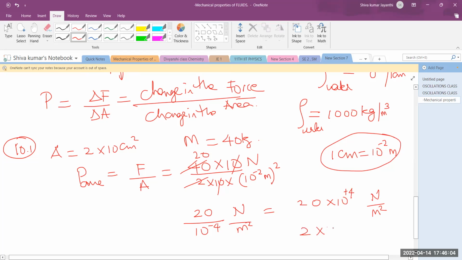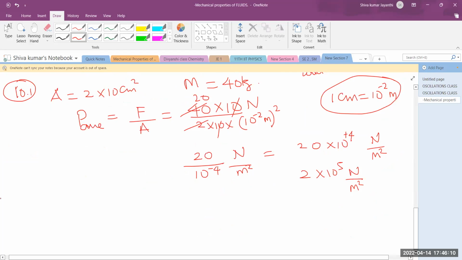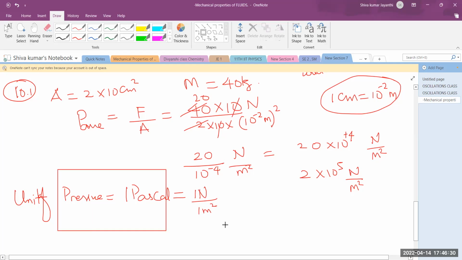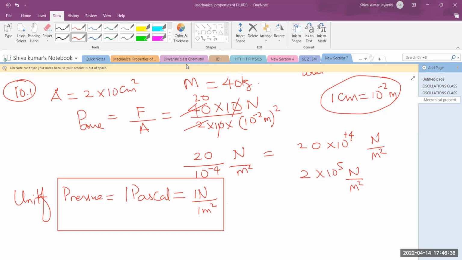And write this as 2 into 10 power 5 Newton per meter square. This is called Pascal, the unit of pressure. 1 Pascal, named after Blaise Pascal. So 1 Newton per meter square is called 1 Pascal. This you know, I think somewhere you got it. 8th standard, is it? What is a Pascal?